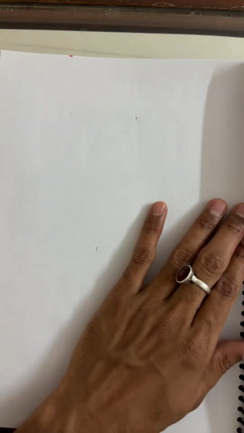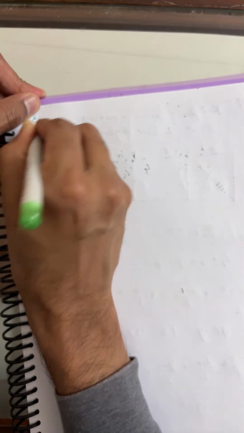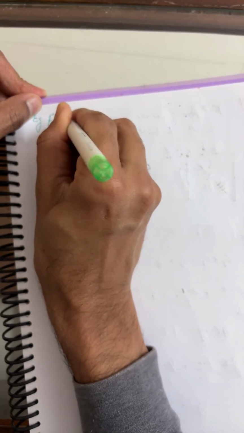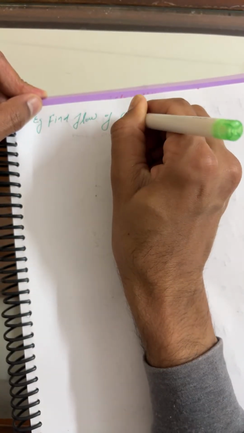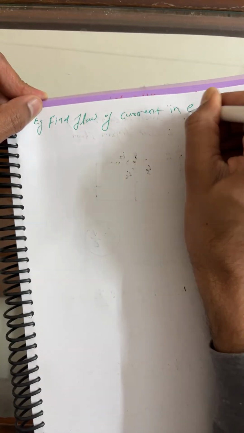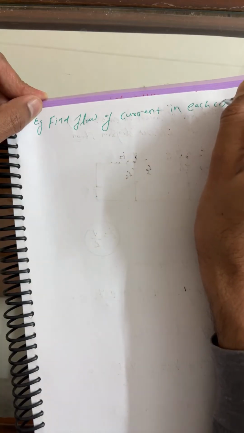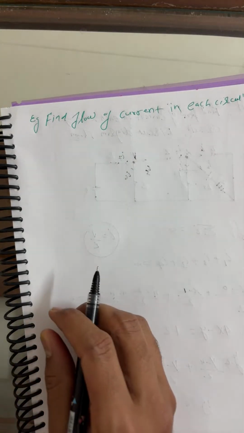Now beta, what's the next question? The question remains the same, bacha. Find the flow of current in the circuit. Students, find the flow of current. The question remains the same. Find the flow of current in the circuit. Okay.